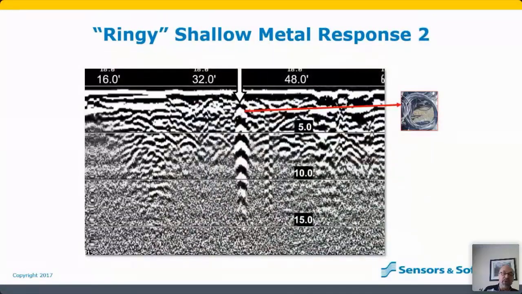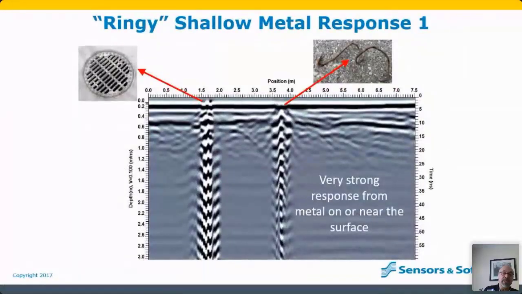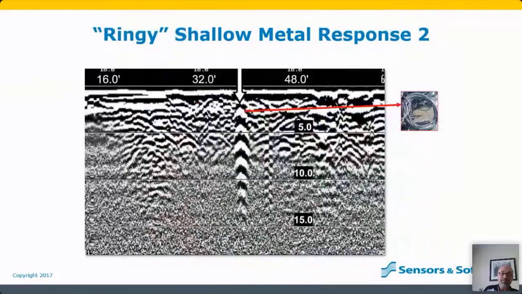Here's another example of a piece of metal. And oftentimes it rings. Eventually, the energy will slow down and get absorbed. And so you will sometimes see an end of it. But in the examples before, it looks like it goes forever. But if you go down deep enough, eventually it will fade out. Okay, so those are a couple things to watch for in terms of ringiness in the data.